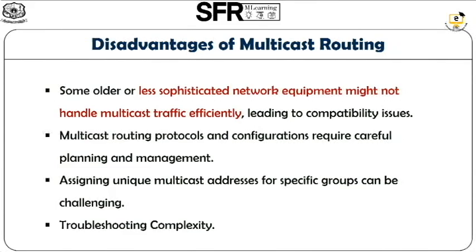And regarding the disadvantages of multicast routing, some older or less sophisticated network equipment might not handle multicast traffic efficiently, and the multicast routing protocols require careful planning and management, and also assigning unique multicast addresses can be challenging in multicast routing. And lastly, the greatest disadvantage of multicast routing is that troubleshooting leads to more complexity.